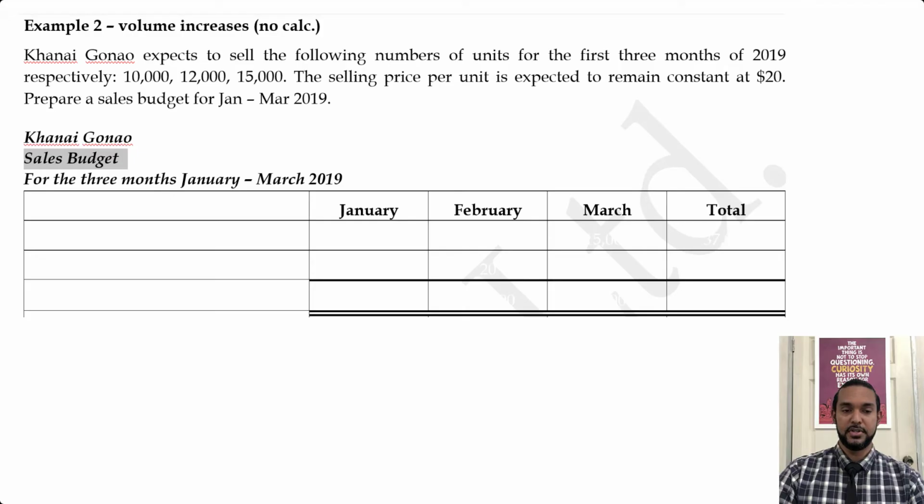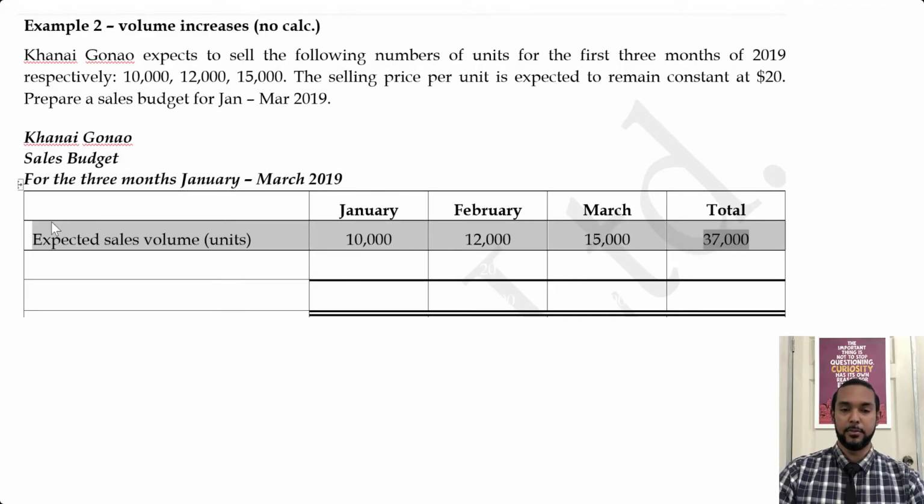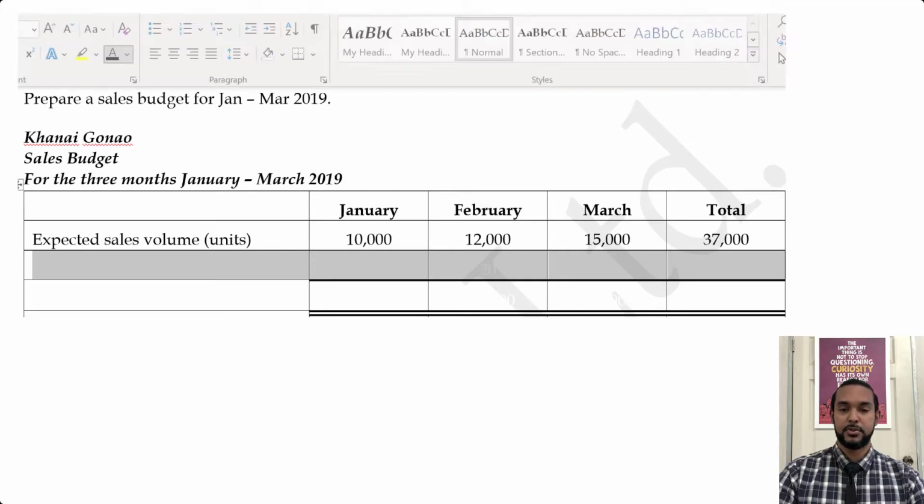So Can I Go Now, sales budget for the month. Again, here we're simply going to put the number of units, which we know is 10,000, 12,000 and 15,000 respectively for January, February and March. And you can put a total of 37,000 if you like. The next row will show the selling price per unit, which we saw is to remain constant at $20 per unit. So we plug it in, right?